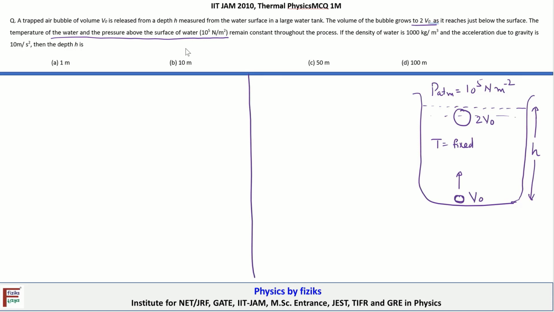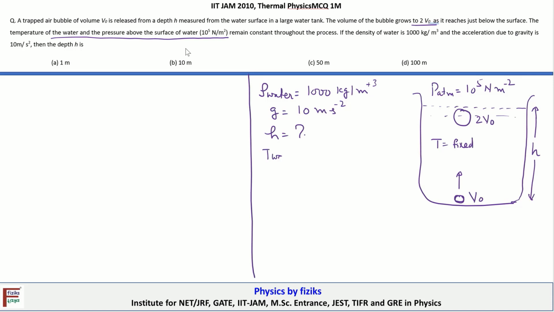Now, what else information is given to us? The density of water, raw water, is also given to us, that is 1000 kilogram per meter cube. Okay, and acceleration due to gravity is 10 meter per second square. Now we have to find what is the height h of the water column.